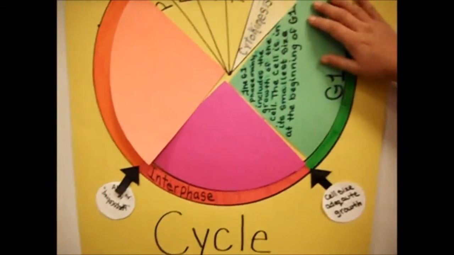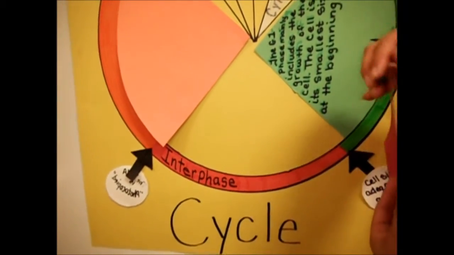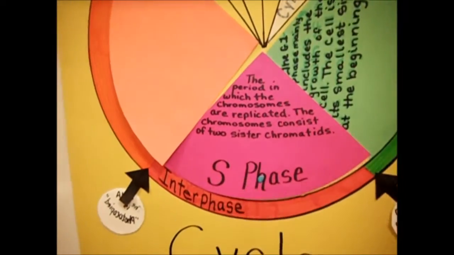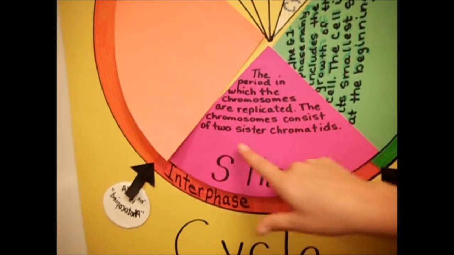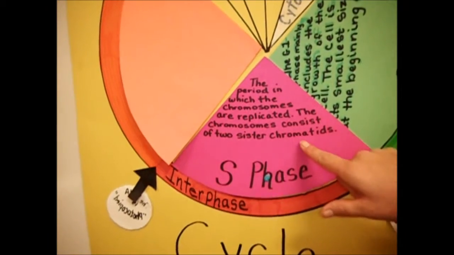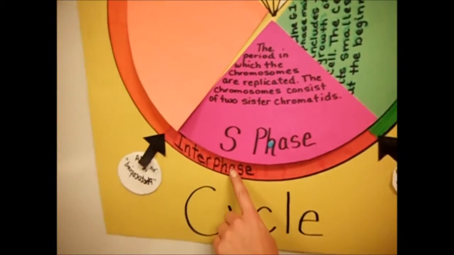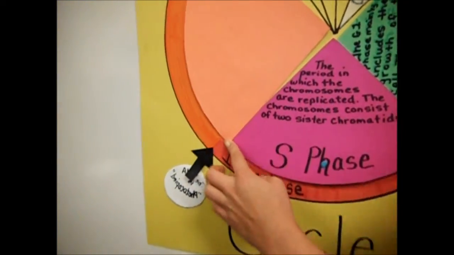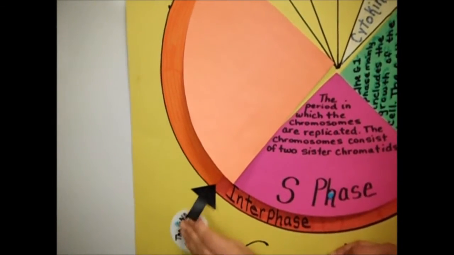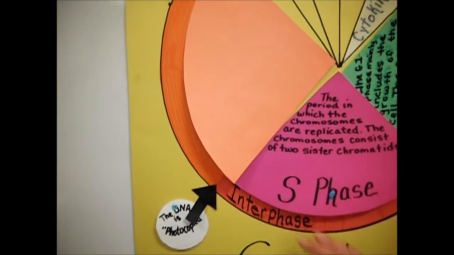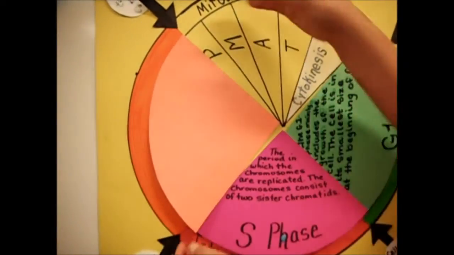And the next stage in the cell cycle is the S phase, which is the period in which chromosomes are replicated. The chromosomes consist of two sister chromatids, the S phase. And then the cell cycle slowly goes through the interphase, and then there's another checkpoint at the end of the S phase, and this checkpoint checks if the DNA is photocopied, meaning it is exactly the same as the first cell from G1 where it's replicated.